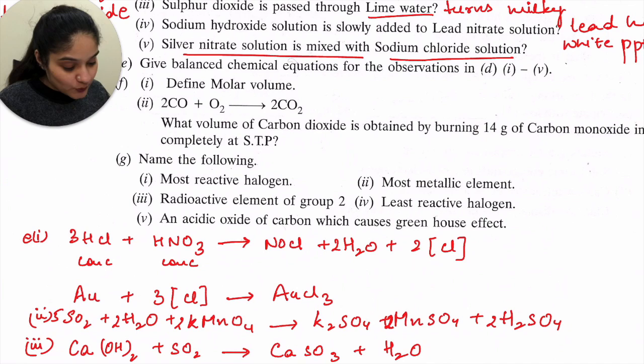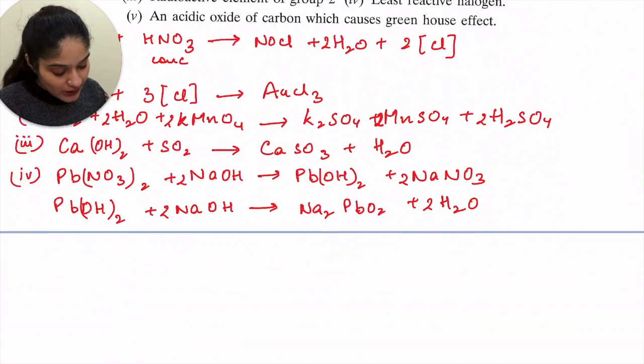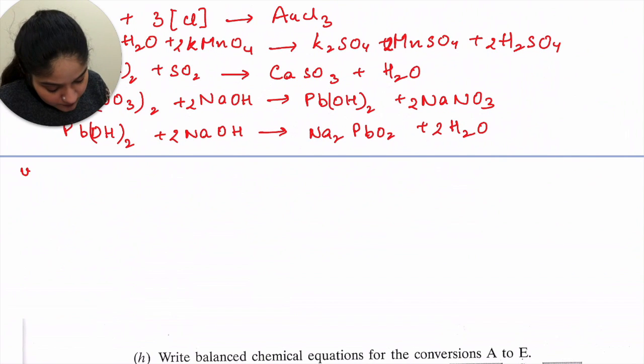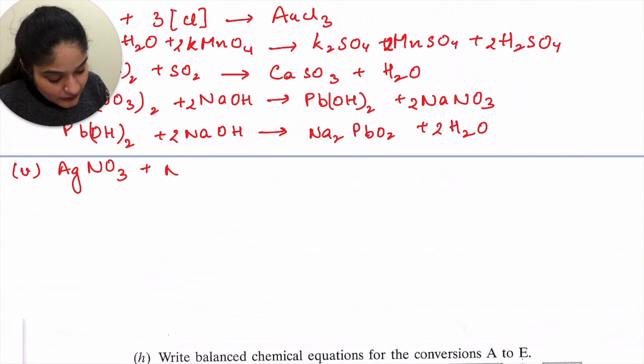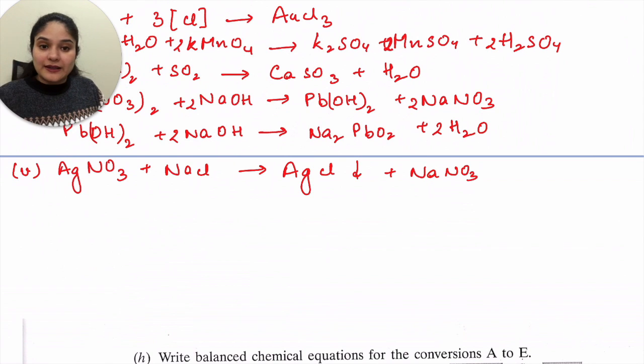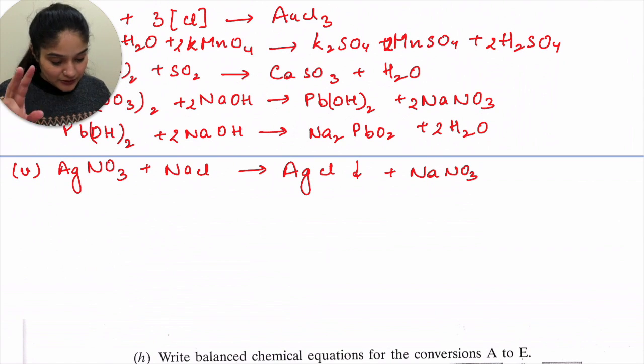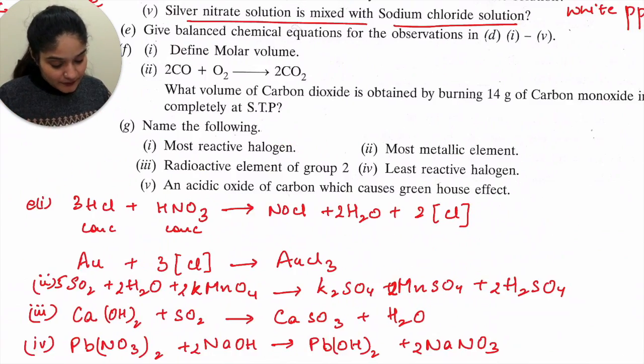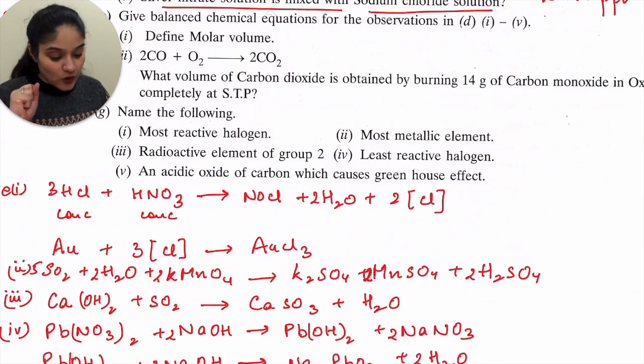Silver nitrate solution is mixed with sodium chloride solution. So silver nitrate is AgNO3. So AgNO3 is mixed with NaCl, and that will give me AgCl as the precipitate plus NaNO3. And that's it. This finishes up the E part for us. Now moving on to F.